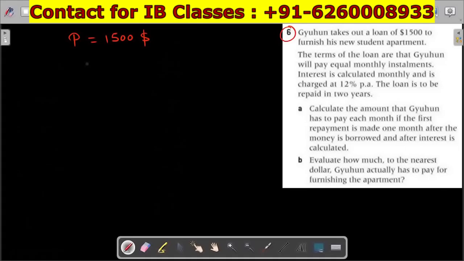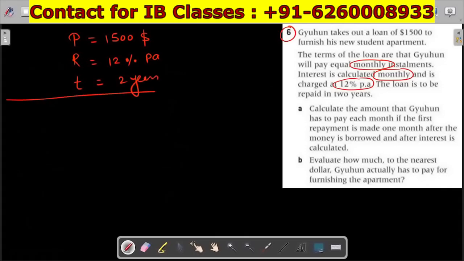The terms of the loan are that he will pay equal monthly installments. So he wants to pay monthly, and interest is also calculated monthly, charged at 12% per annum. So my rate of interest is 12% per annum. The loan is to be repaid in 2 years, so my time is 2 years. So first of all, I will adjust these parameters.